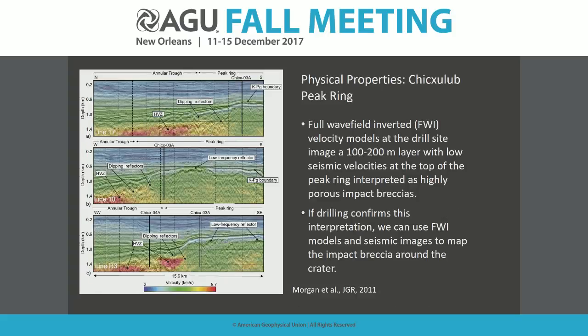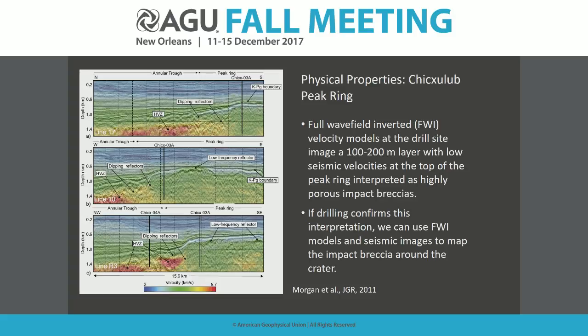If we look at some high-resolution velocity models over the crater, so here's the peak ring, what I want you to focus on is this light blue layer that you see on all these profiles. If we look down here at the velocity, you can see that the light blue is lower velocity than the green. So this layer of light blue has green above and below, so it's a low velocity layer right at the top of the peak ring. It's about 100 to 200 meters thick.